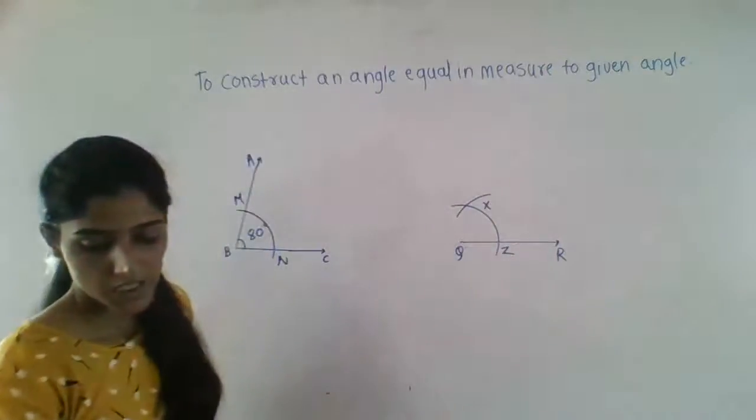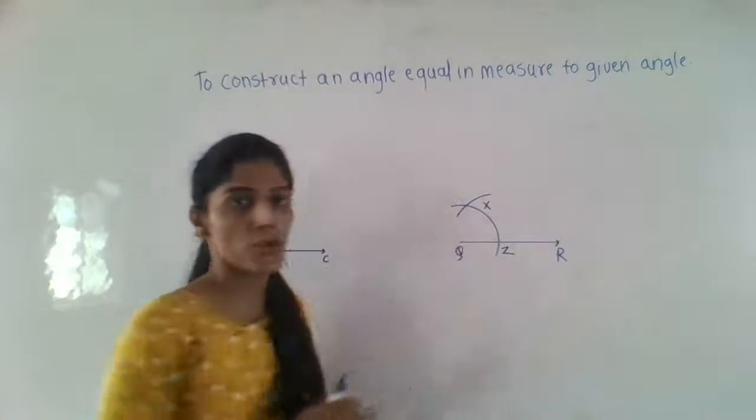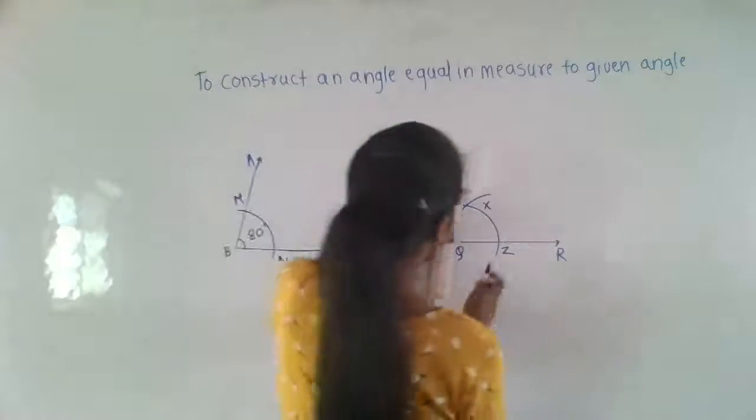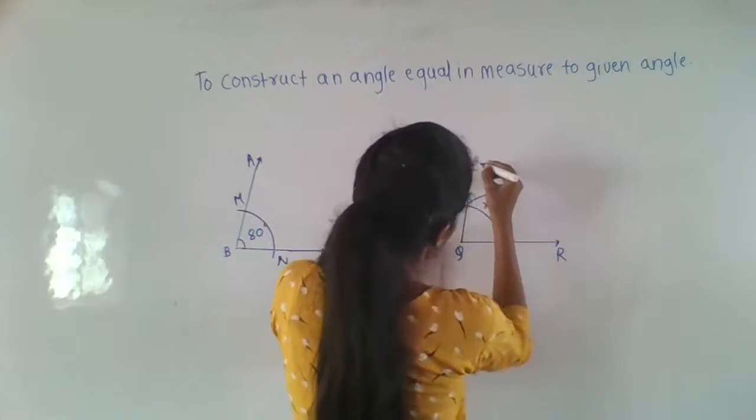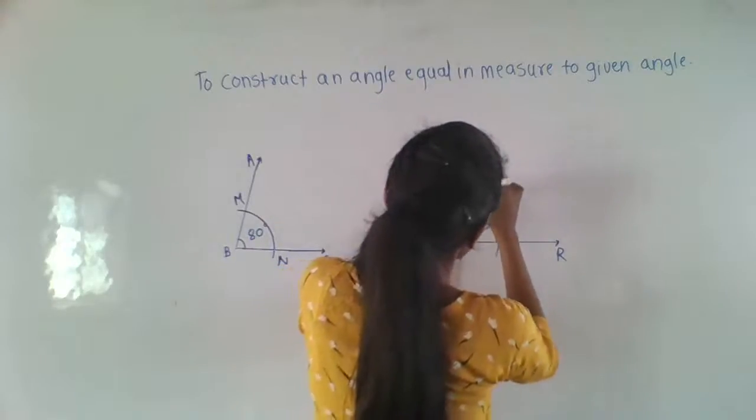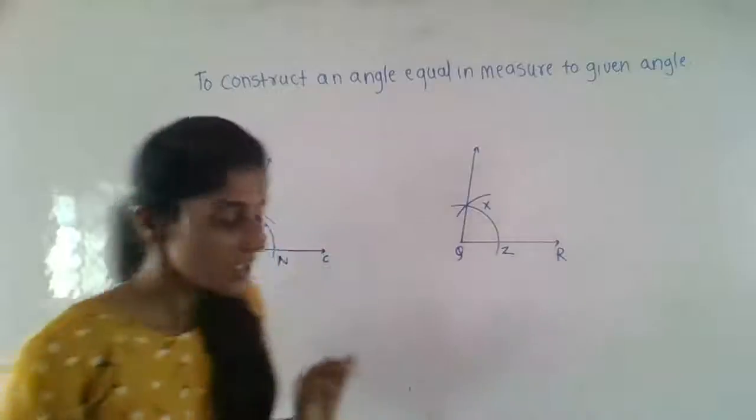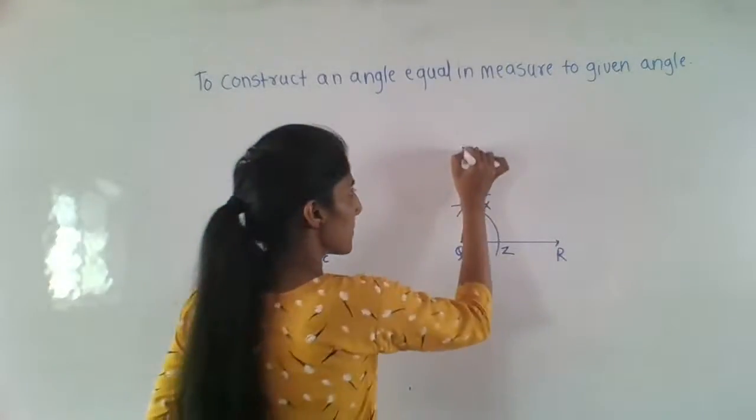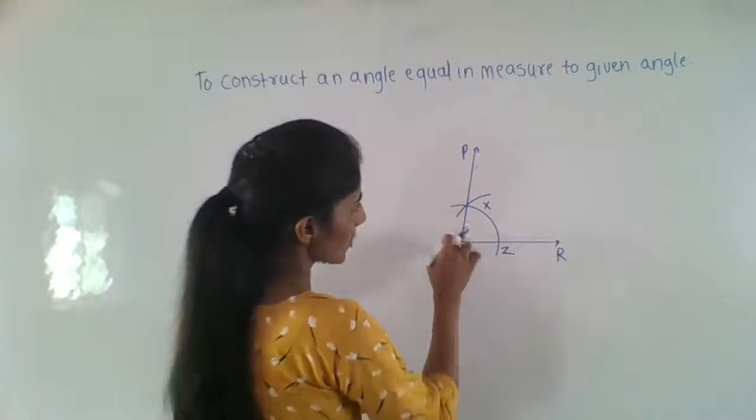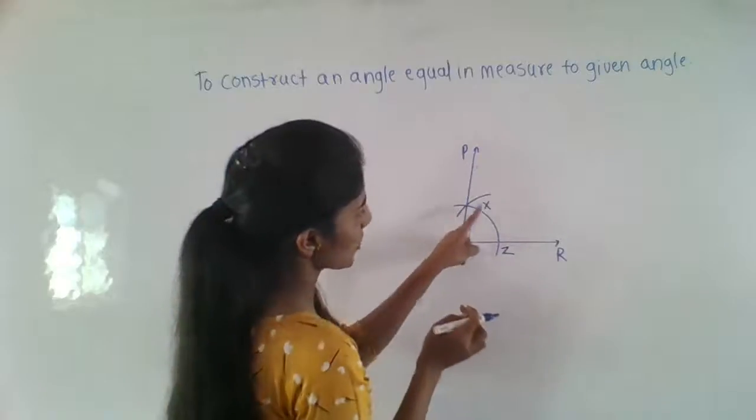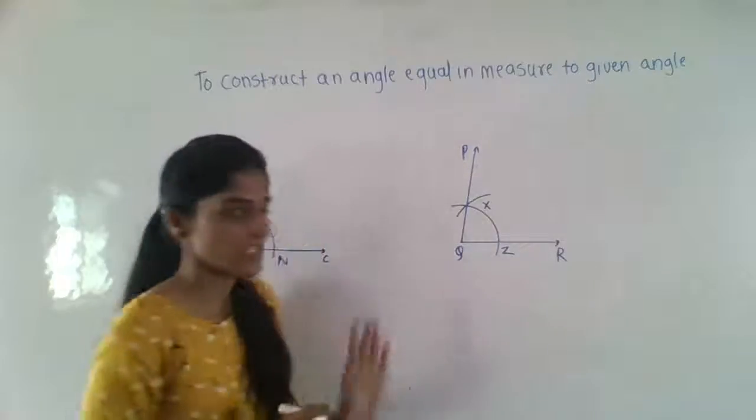Now the third step is only to join the vertex and the intersection point of the arcs. So join this. You can extend this further. Now this is the angle PQR. This is ray QR and this is ray QP. This intersection point is X and the intersection point of ray QR and the arc is Z.